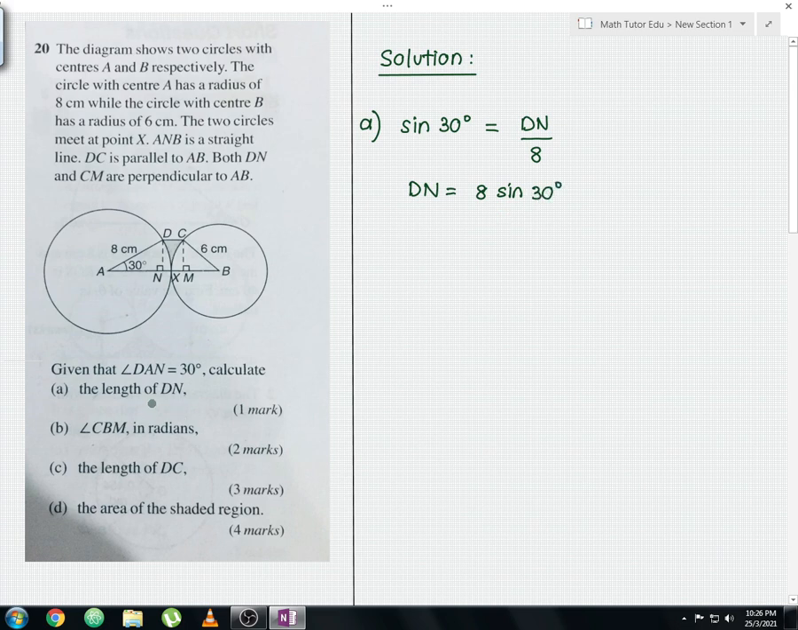Since in question part A they ask us to find the length of DN, you no need to convert this degree angle into the radian. There's no necessary for it. So you calculate this, you should get your length of DN is equals to 4 cm. Let me underline the solution for the question part A.